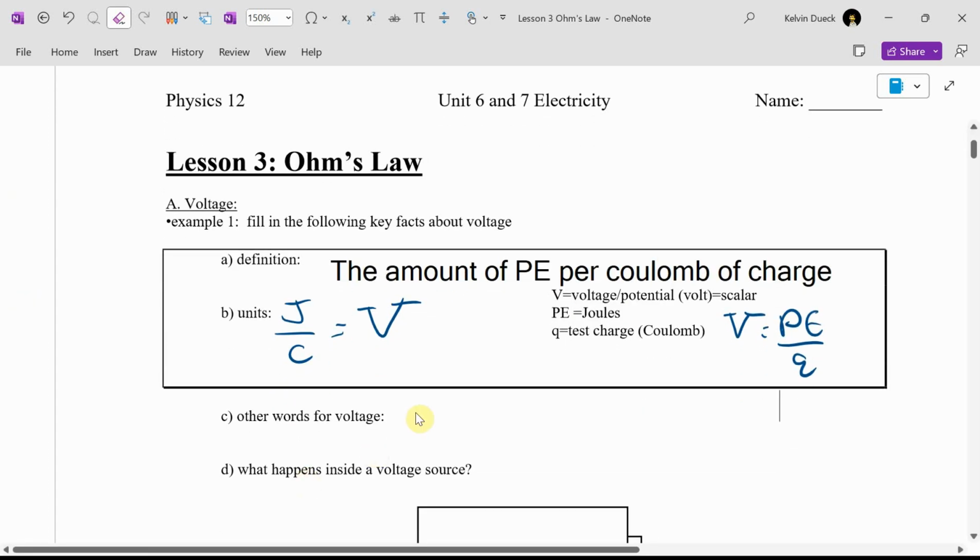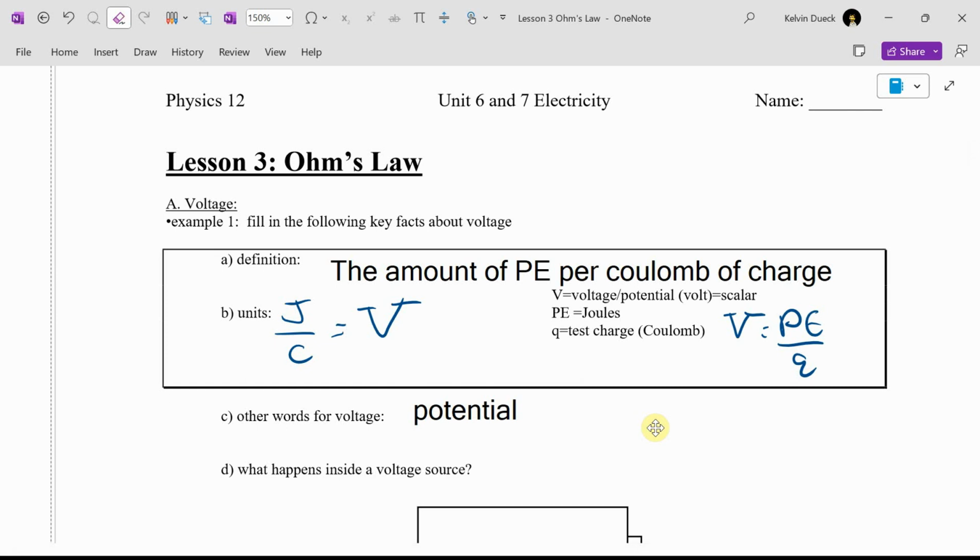Other words for voltage: potential, not potential energy, just potential. You'll often hear electricians talk about a voltage potential. In the same way that you need to have two objects with different gravitational potential energy, different height, for the object to roll down to the next object on its own, current needs two different potentials for current to flow.